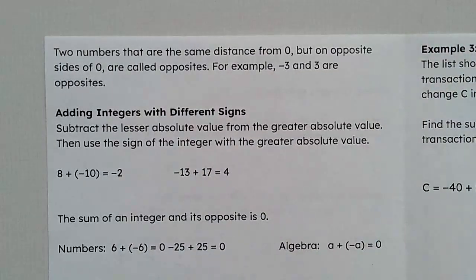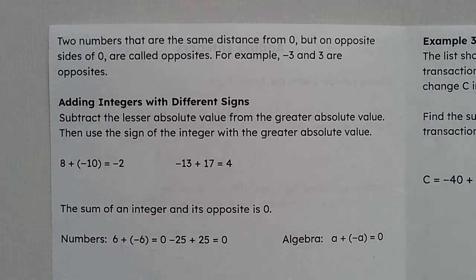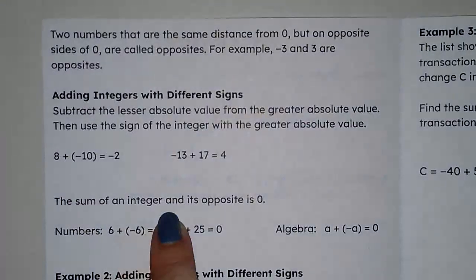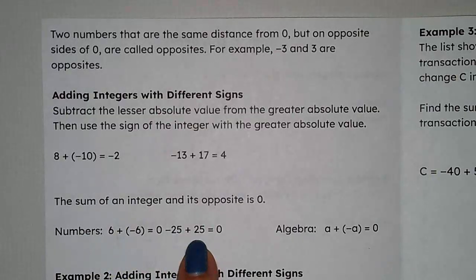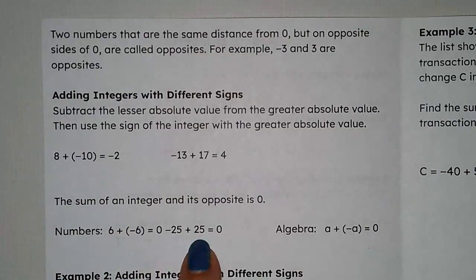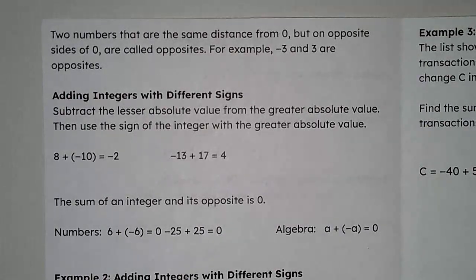And then 2 numbers that are the same distance from 0, but on opposite sides of 0 are called opposites. For example, -3 and 3 are opposites. So those numbers, if we're adding together, will always give us 0. Okay, so that actually says that down here. The sum of an integer and its opposite is 0. So anytime we are adding a number and its opposite, we get 0. And then in algebra, we would say a plus -a. So any number plus its opposite is 0.